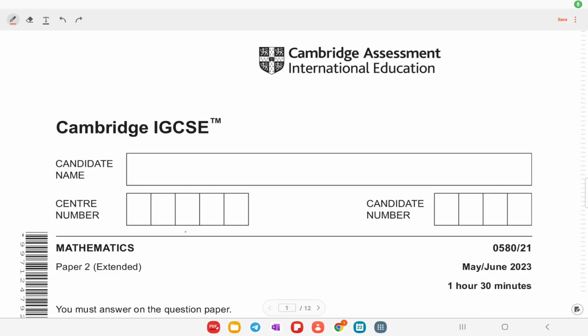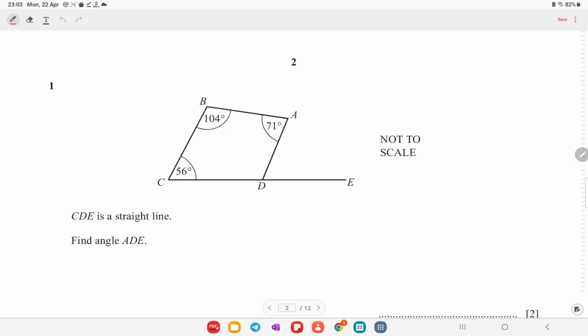Hello guys, today we are going to solve Cambridge IGCSE Mathematics Paper 2 and the paper code is 0580/21 SMA June 2023 paper. So let's start off with our first question, and the first question is a quadrilateral.